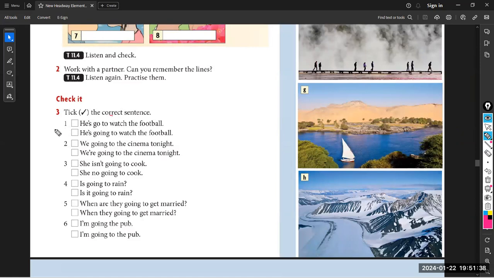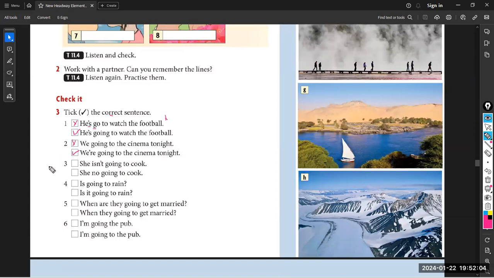One, he's going to watch the football. He's going to watch. Exactly. He is going to watch the football. I cannot say is and go to main verbs. This is wrong. Okay, two. We're going to the cinema tonight. We have to use the auxiliary. Don't use going without auxiliary.